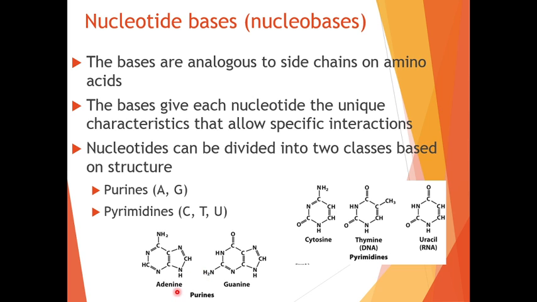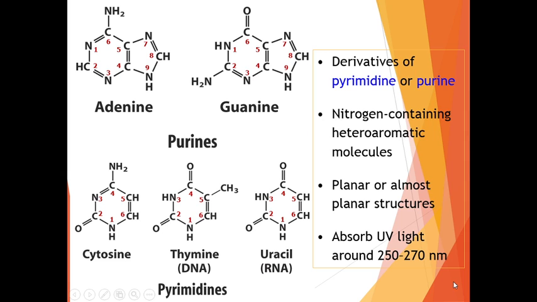Purines, for example, adenine and guanine, are purines. There are three different pyrimidines: cytosine, thymine, and uracil. One of the main differences between DNA and RNA is that RNA has uracil instead of thymine, which is present in DNA. Let us take a closer look at purines and pyrimidines. Adenine and guanine are derivatives of purines, whereas cytosine, thymine, and uracil are pyrimidines.